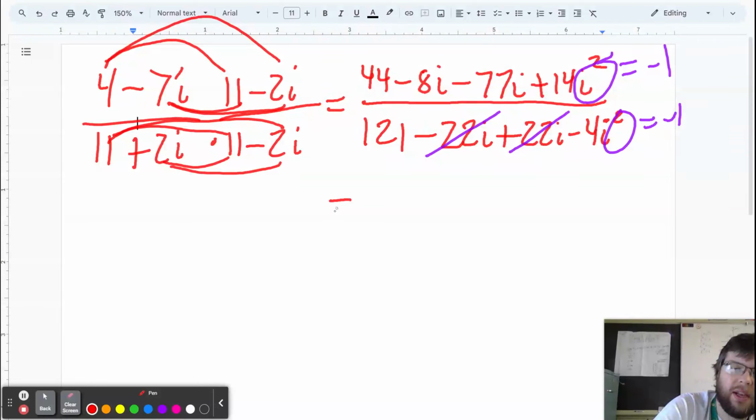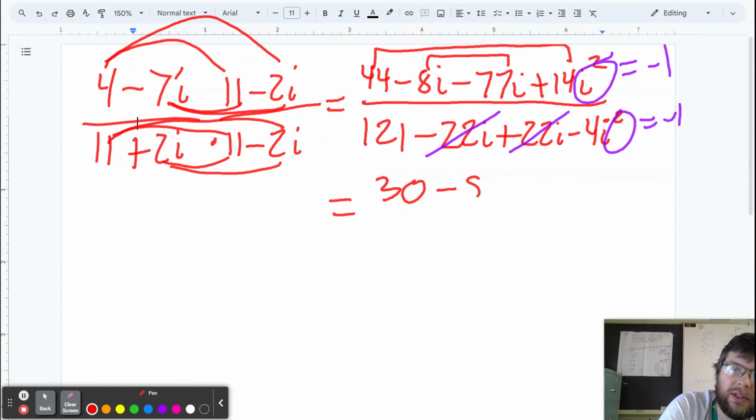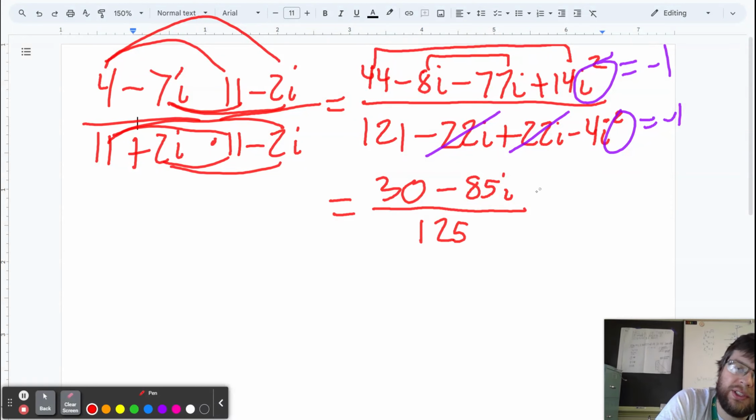So now I can combine my like terms. On the top, I have a 44 and a negative 14. I know it says plus 14i squared, but i squared is negative 1, so you can read that as minus 14. So that's where I get 30. The imaginary numbers are both negative, so it gets bigger negative. On the bottom, I have 121 minus 4i squared. I know it says minus 4, but the i squared makes it plus 4. So 121 plus 4 is 125.